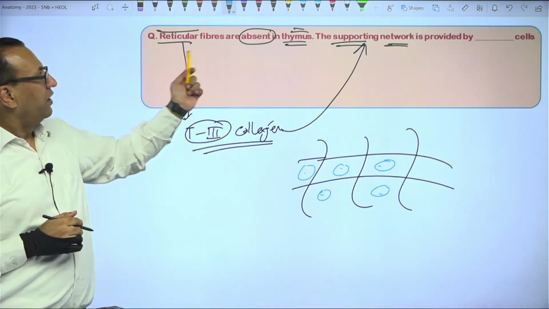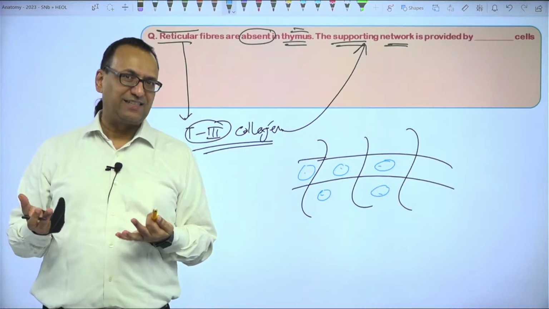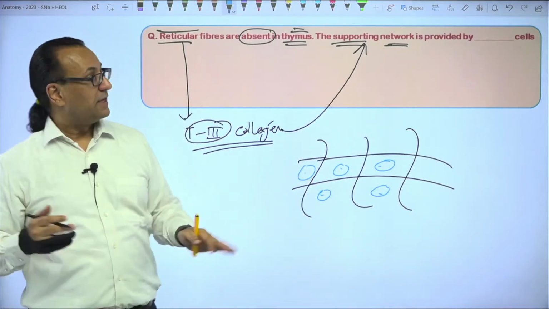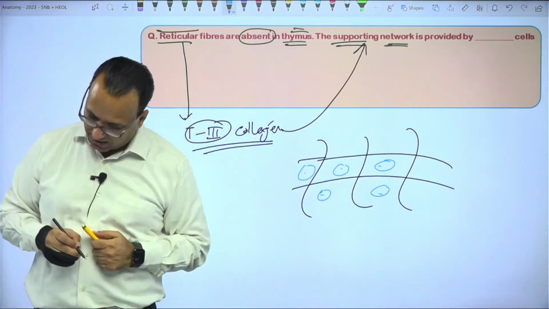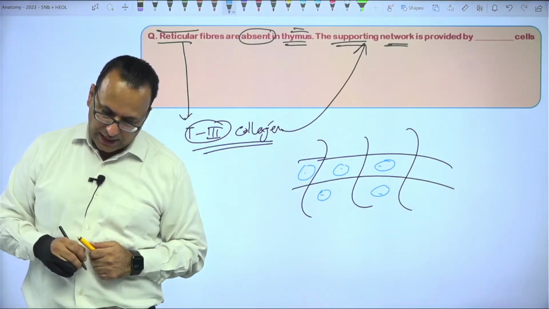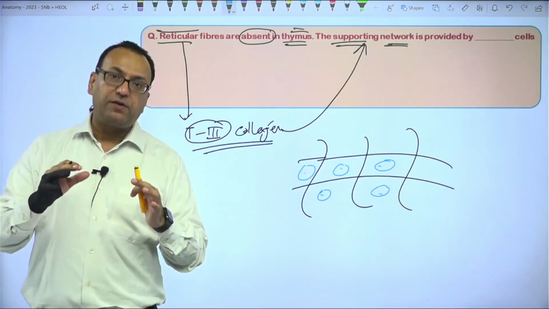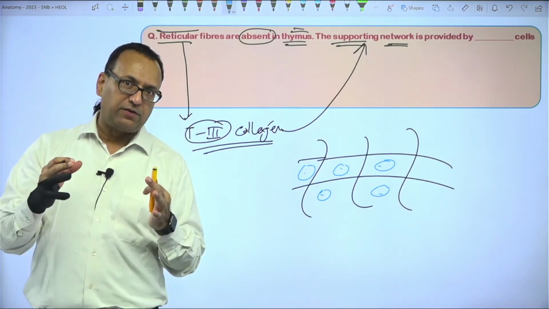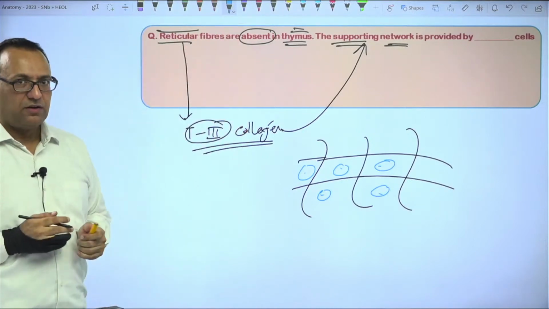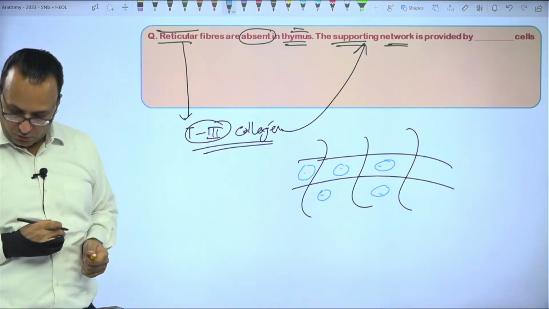Now, thymus is also having lymphocytes, it is a lymphoid organ. If reticular fibers do not form this network, then who is forming it? That is a cell. Which cell is that? Can you give me the name? What is the name of these cells which will form the reticular network, which normally thymus won't have? They don't have type 3 collagen fibers. So, what is the name of the cell?